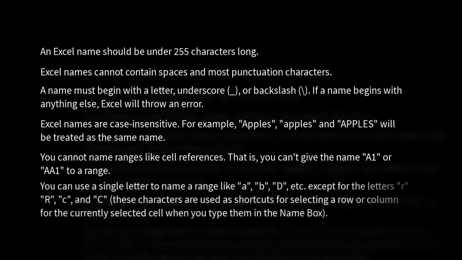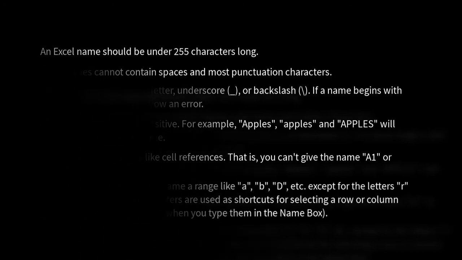You can use a single letter to name a range, like A or B or D, etc., except for the letters lowercase r, lowercase c, and uppercase C. These characters are used as shortcuts for selecting rows and columns for the currently selected cell. So when you type them in the name box, they will have a different meaning. They are already used by Excel for other purposes, so you cannot give these names.